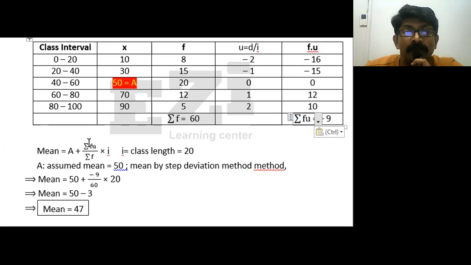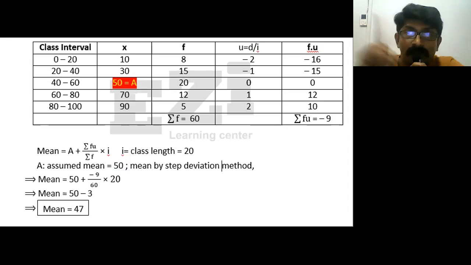Mean is equal to a plus summation fu upon summation f into i. Student, it is mandatory. Remember that, student, it is mandatory. You will have to write down what is i, that is class length. You will have to write down what is assumed mean, and that is 50, which we've taken over here. Or else whatever number you're going to take, you'll have to write it down. Mean by step deviation method, you'll have to write it down, students. I'm telling you again and again. ये सारी मैंडेटरी चीजें होती हैं जिससे मार्क्स मिलते हैं. अगर यही चीजें नहीं लिखी होती हैं तो आपके मार्क्स कट होने चालू हो जाते हैं.